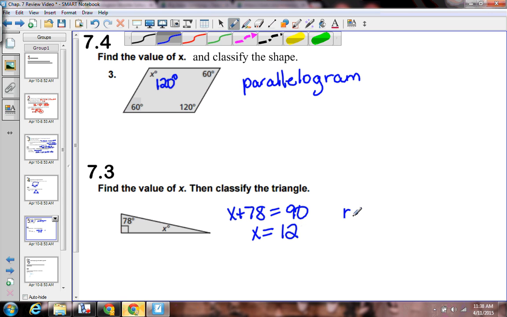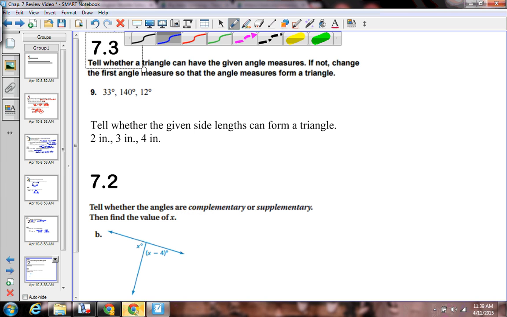So when we classify it, first let's classify it by its largest angle, which is a right angle, and then let's classify it by its side lengths. They are all going to be different because the angles are all different, so it's scalene. All right, moving on.